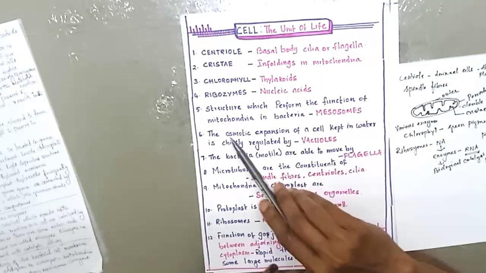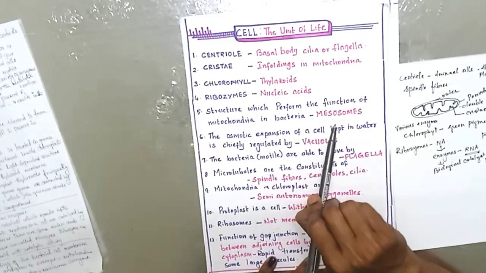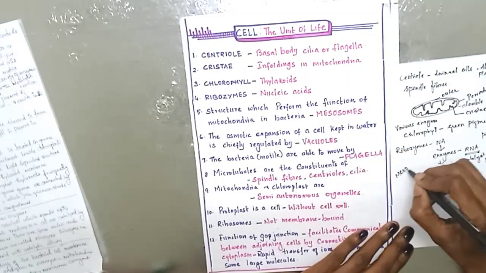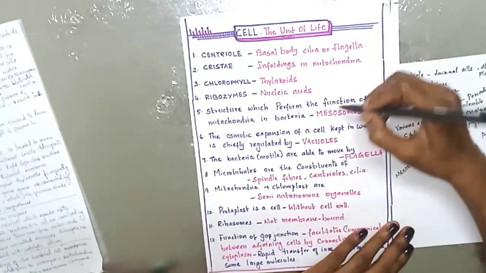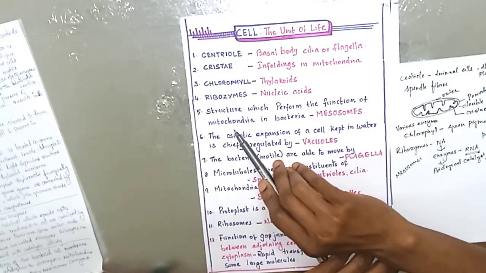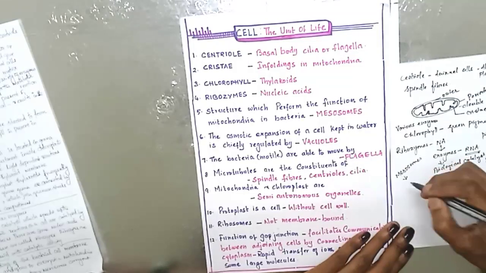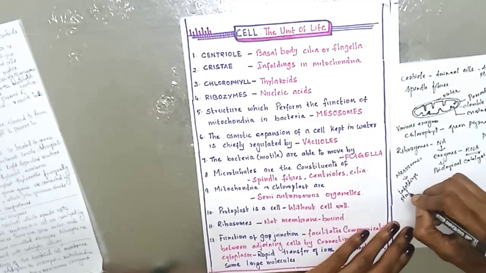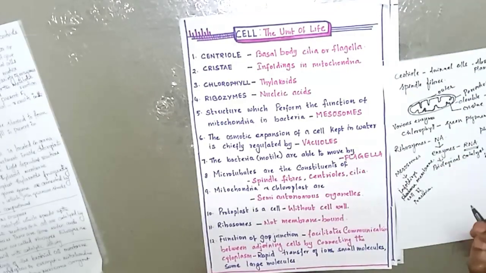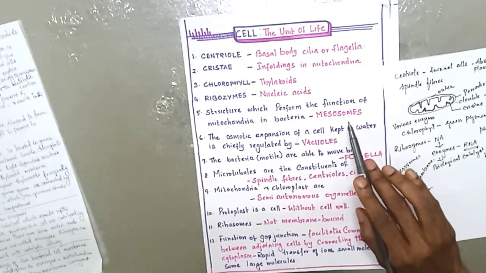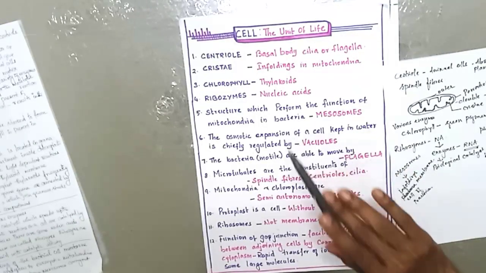Which structures perform the function of mitochondria in bacteria? You call them mesosomes. So these mesosomes are equal to mitochondria in bacteria. They are present in bacteria. They perform the function of mitochondria, that is generation of energy. These mesosomes are produced by infoldings of the plasma membrane present in the bacteria. So mesosomes carry out respiration in bacteria.